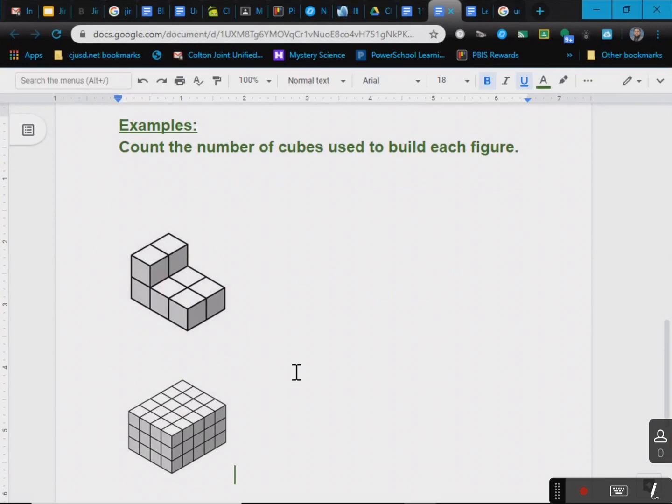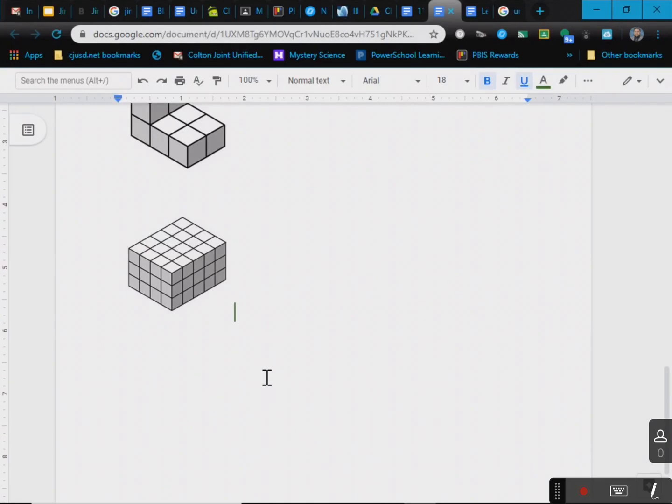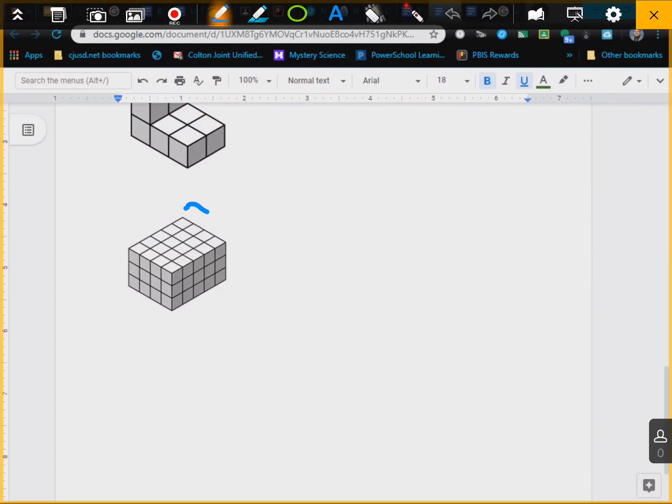We can see here it's another 3-dimensional figure, and we're going to count how many are on top. I'm going to do this a simple way. How many are from here to here? I see that there's 1, 2, 3, 4. So the width is 4. I'm going to count the length. How many are 1, 2, 3, 4, 5? There's 5 here. So I know that this whole square right here is going to be 20.